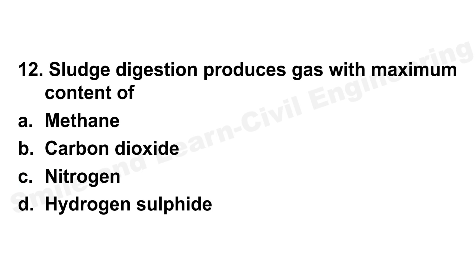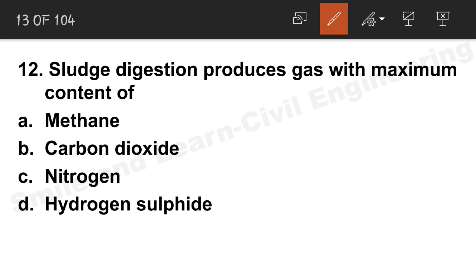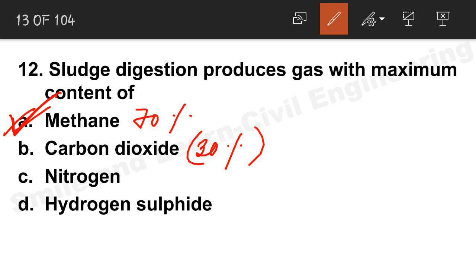Question number 12. Sludge digestion process produces gas with maximum content of. See, sludge digestion will produce maximum content of methane, that is almost 70% of methane, and also it contains carbon dioxide, that is 30%. So methane is the correct answer.